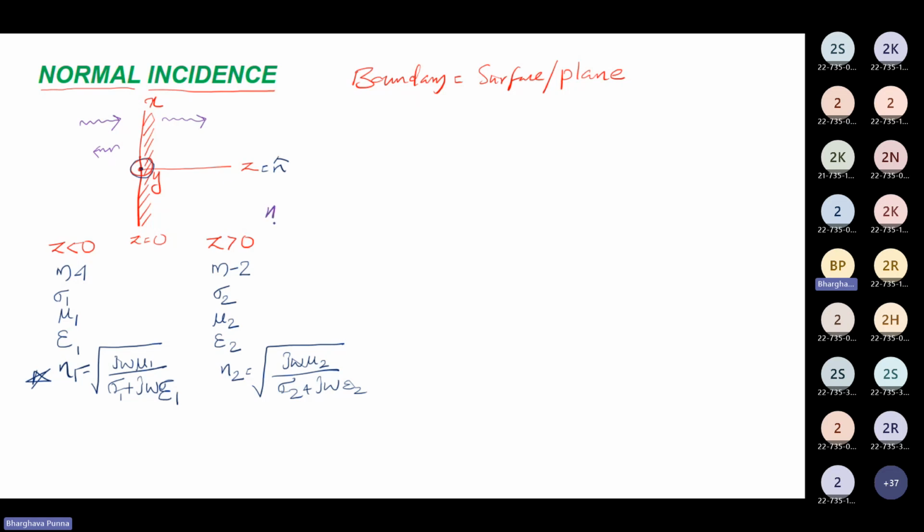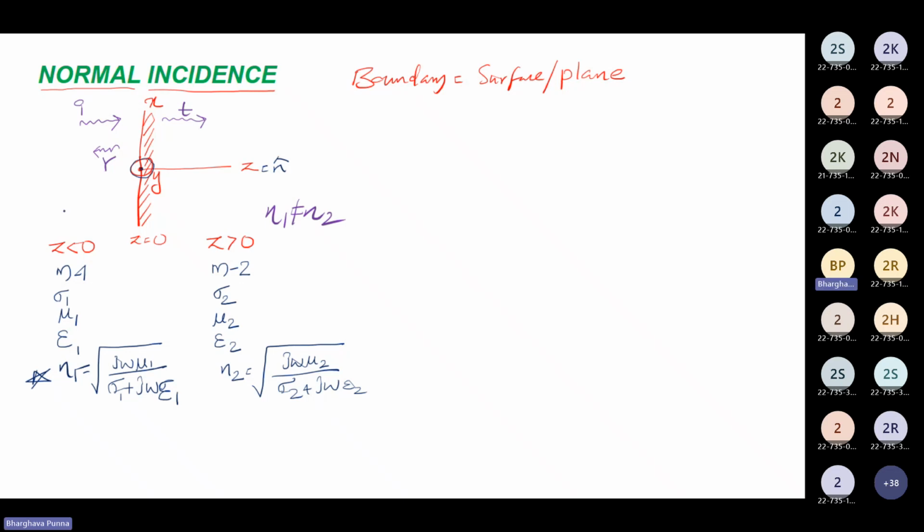Because eta 1 is different from eta 2, the complete incident wave cannot travel into medium 2. Only a certain portion of the incident wave will be transmitted into medium 2, and the remaining will be reflected into medium 1. So initially we have only one wave, but now we can see three different waves: the incident wave, the transmitted wave, and the reflected wave.